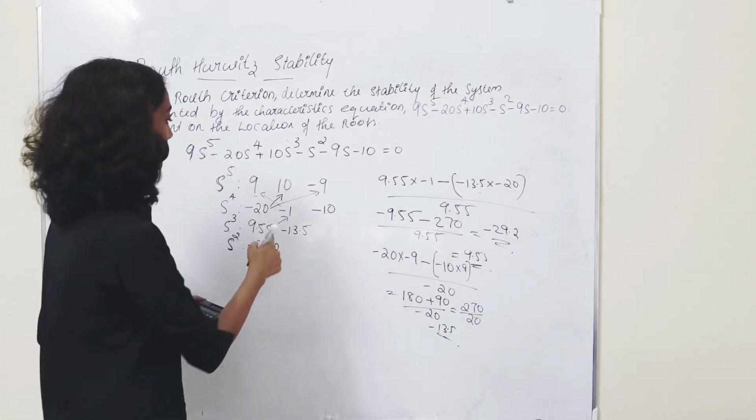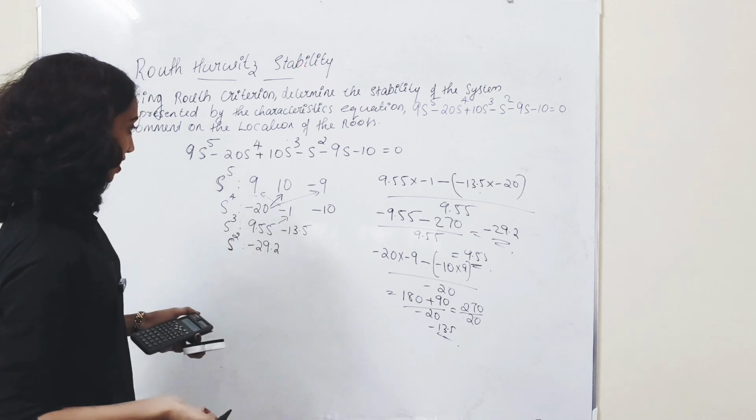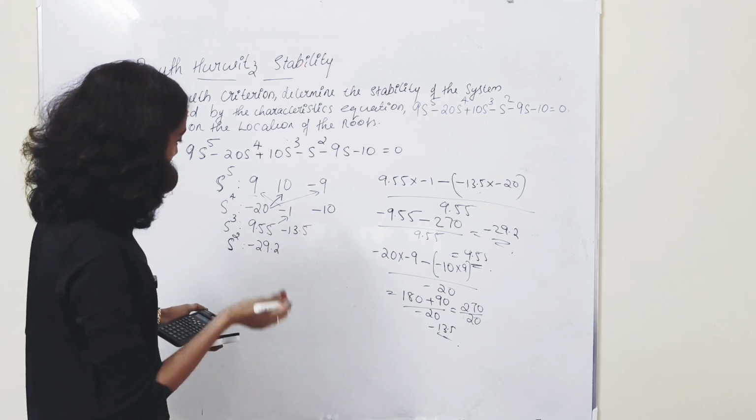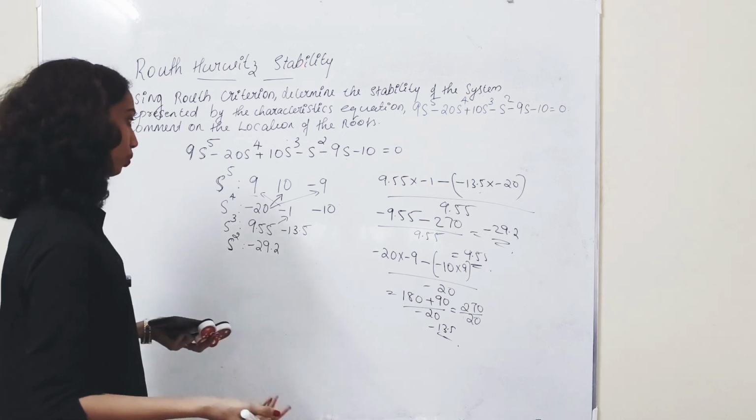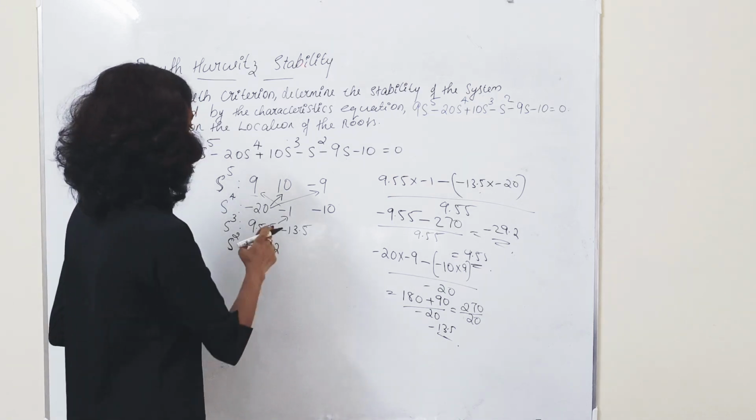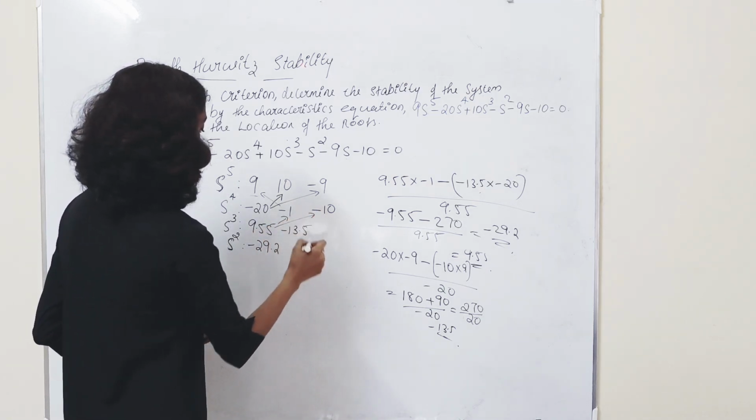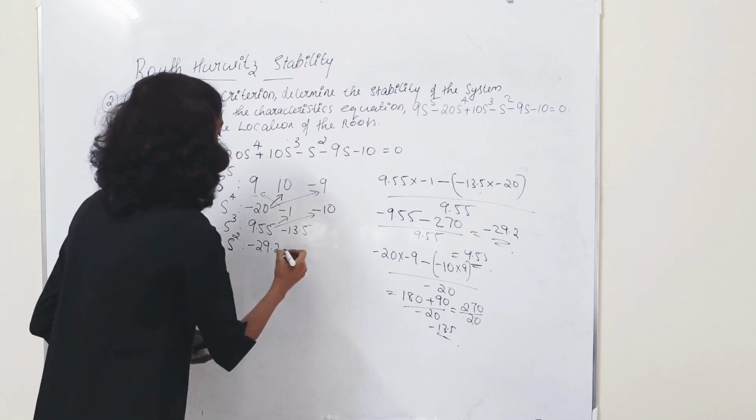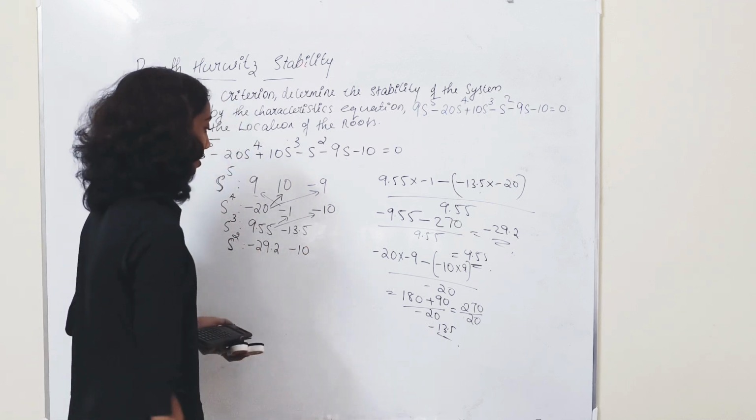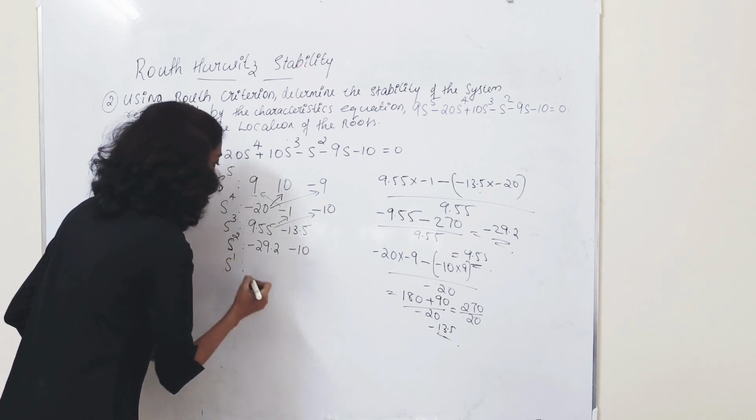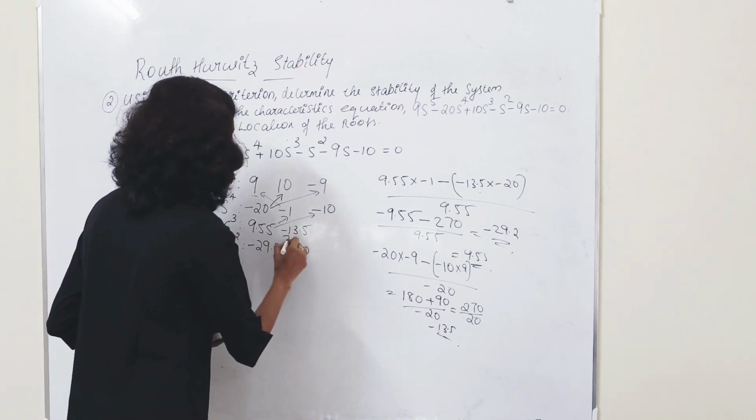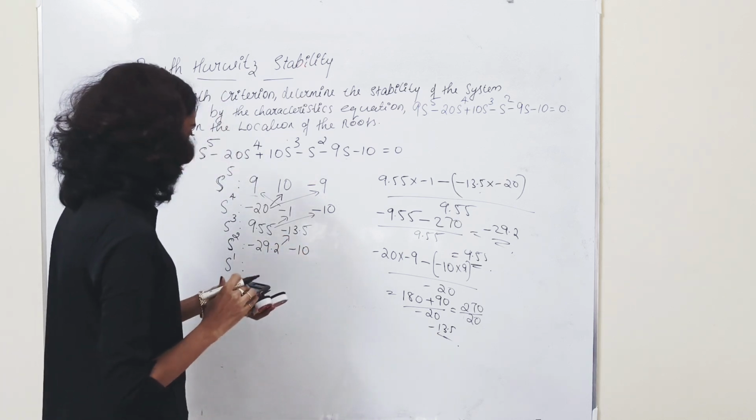Then the next number is 9.55 into minus 10 divided by 9.55. Here we have the 0 value, no number there, so we can assign it as 0. Then 9.55 into minus 10 divided by minus 9.55 is again minus 10, right? Then s raised to 1. S raised to 1 is minus 29.2.